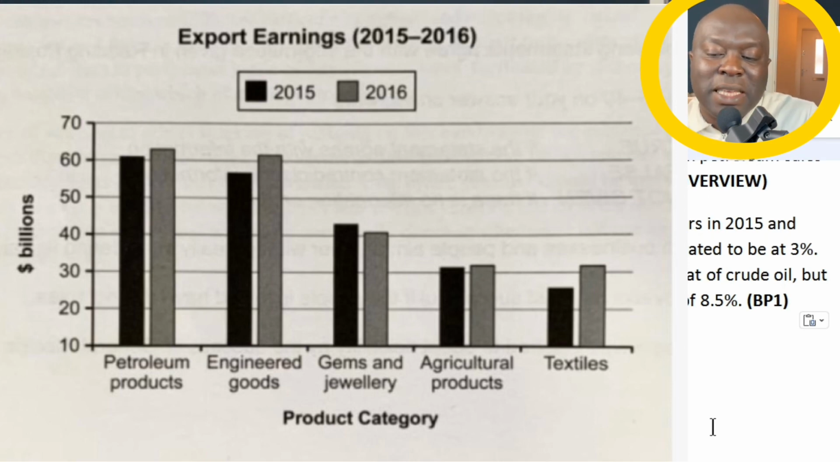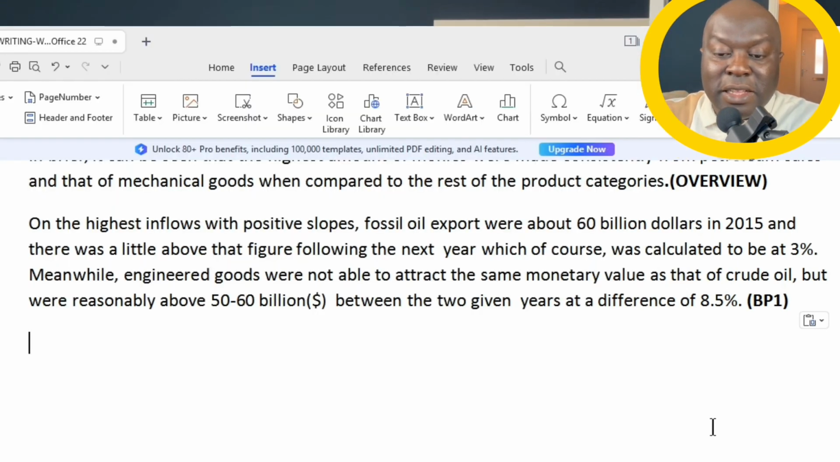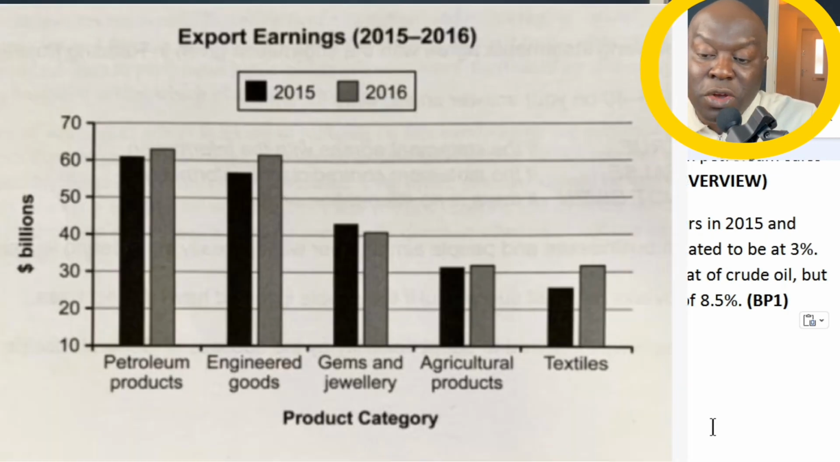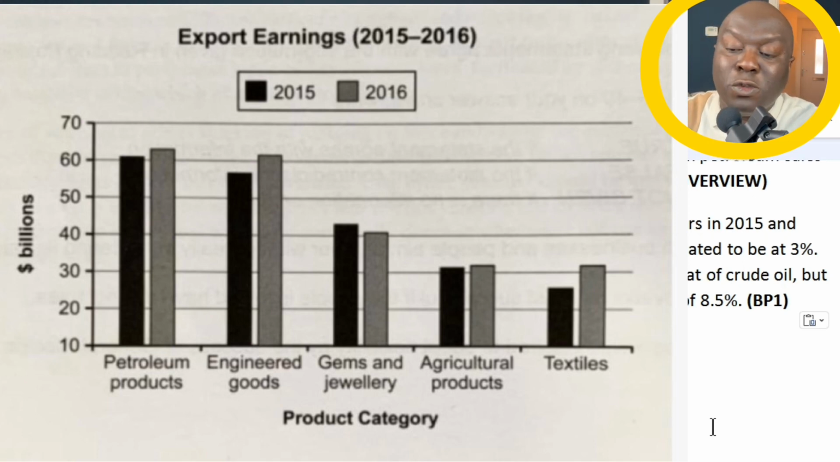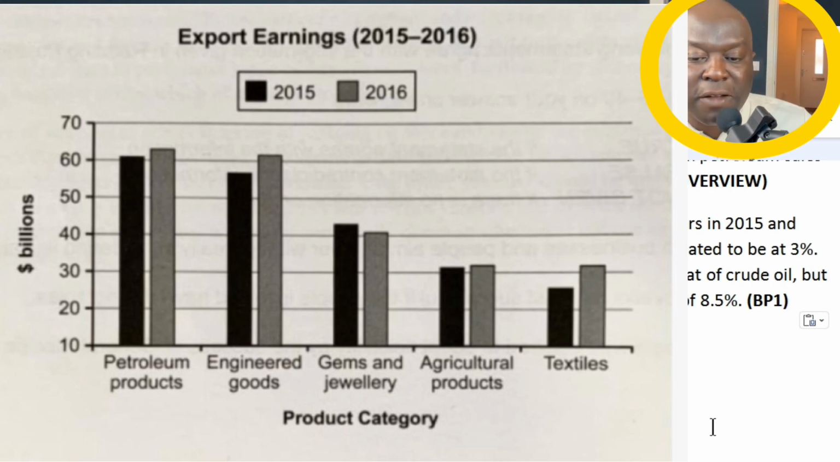What do I mean by the next year? The next year after 2015 is actually 2016. If you count 15, the next one is 16. So the next year, following that, a little above that, if you watch the bar, it was a little above 60 billion dollars. And it was calculated to be 3%. That was why I said there's no need for you to bring out the table to discuss the table differently, because the table is actually saying what is happening inside the bar graph. All right.